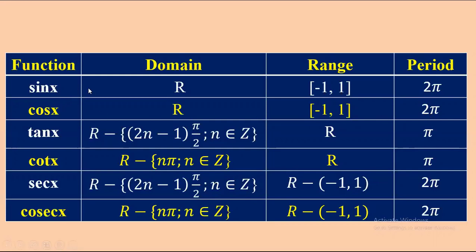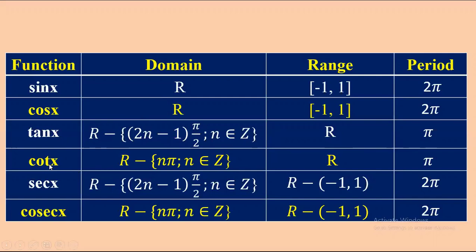So you are getting sine function and cos function, both with the same domain, same range, and same period. But the sine function passes through the origin, cos doesn't. Cos is symmetric, but the sine function is not. Then tan. For tan, the domain is the set of all real numbers minus odd multiples of pi by 2, plus minus both. Range is R and period is pi.